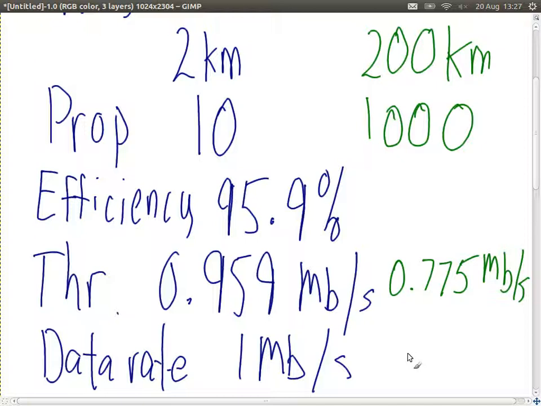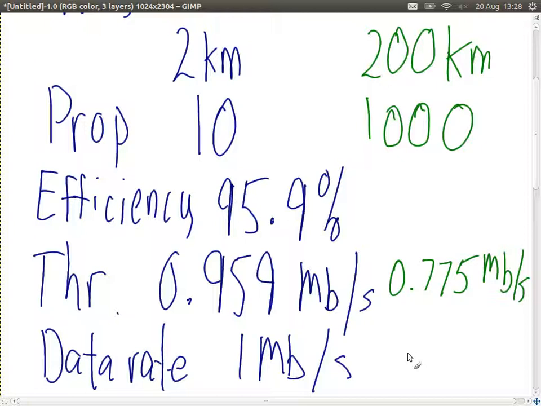Okay. And in our first case, with 2 kilometres, our throughput was 0.959 megabits per second. And in the second case, with this longer link distance, we're down to approximately 0.775 megabits per second. In both cases, the data rate is the same. So I have a link with a maximum capacity of 1 megabit per second. But using this protocol, the rate at which I deliver the real data is, in the first case, 95.9% of the data rate. So we can call that the efficiency in using the link.